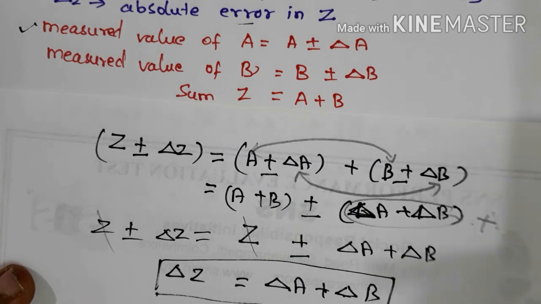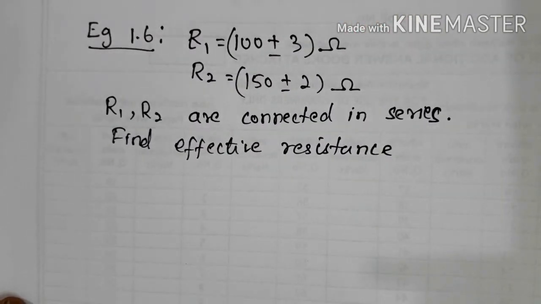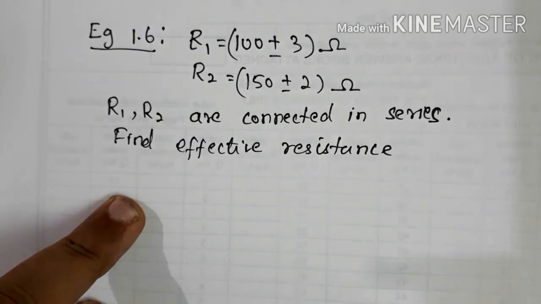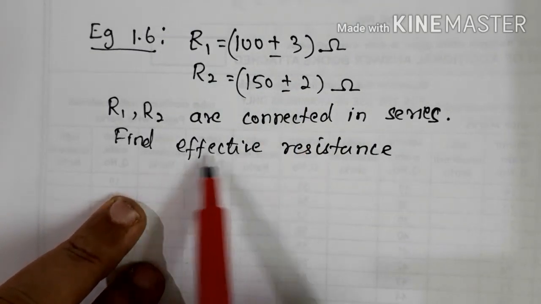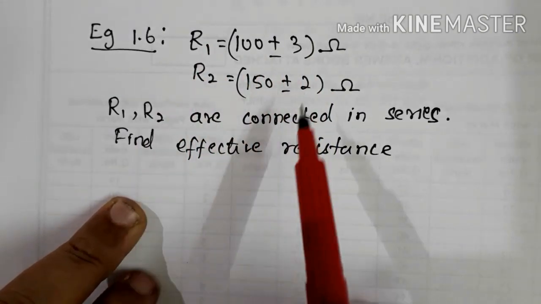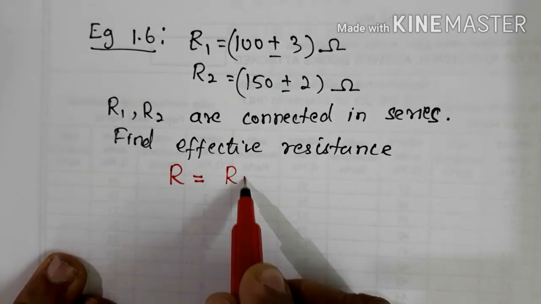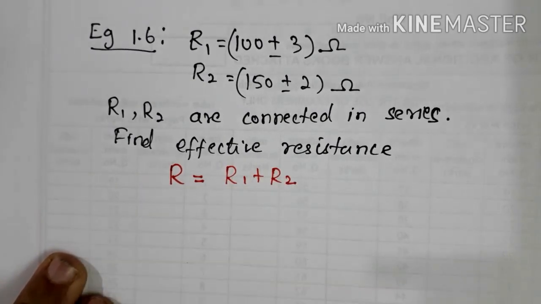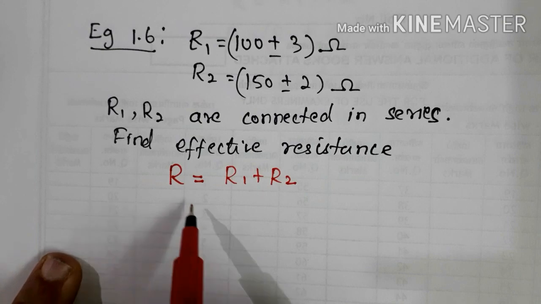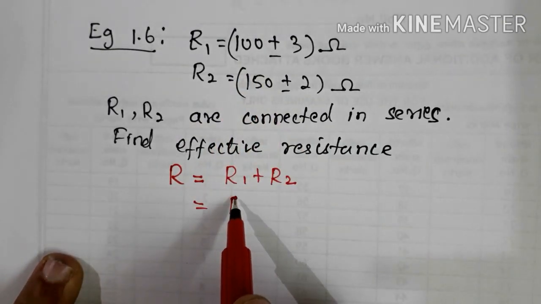Shall we work out a problem based on this, children? You can see a problem here. R1 and R2 are two resistors, connected in series, and the values are given thus. You have to find the total resistance. The measured value of R1, the measured value of R2. So what is R, the total resistance? R is equal to R1 plus R2, you have to add these two. How to add this? I will substitute the value of R1. What will you get here?